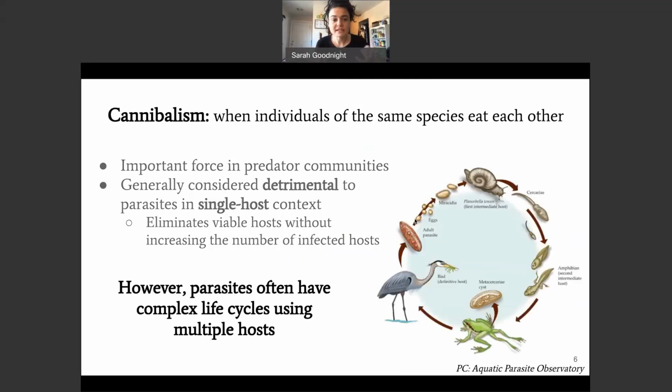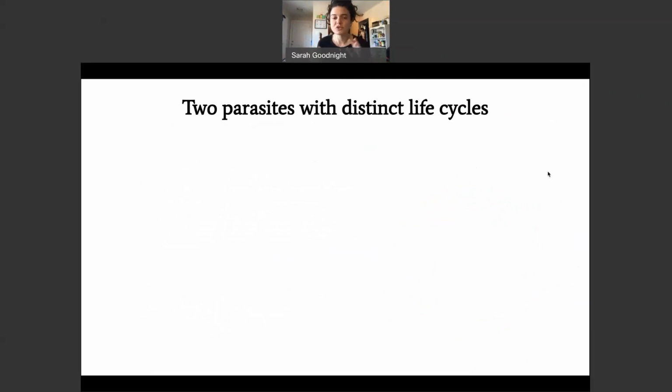Now, this idea of cannibalism as detrimental to parasite transmission has really only been evaluated in a single host, more simple context. But we know that parasites often have very complex life cycles that move through multiple hosts and have very different transmission mechanisms happening. So before I get into my main research question addressing that, I want to introduce you to two parasites that have very distinct, very unique life cycle structures.